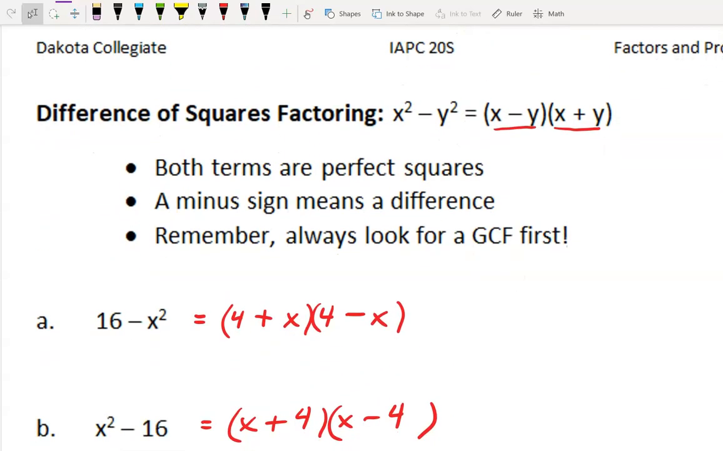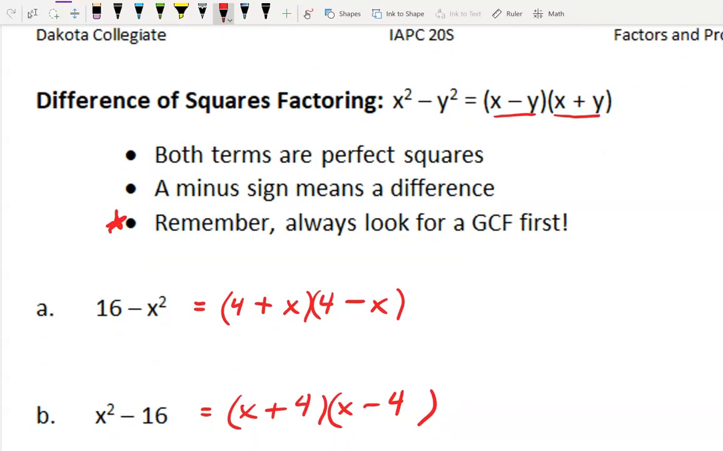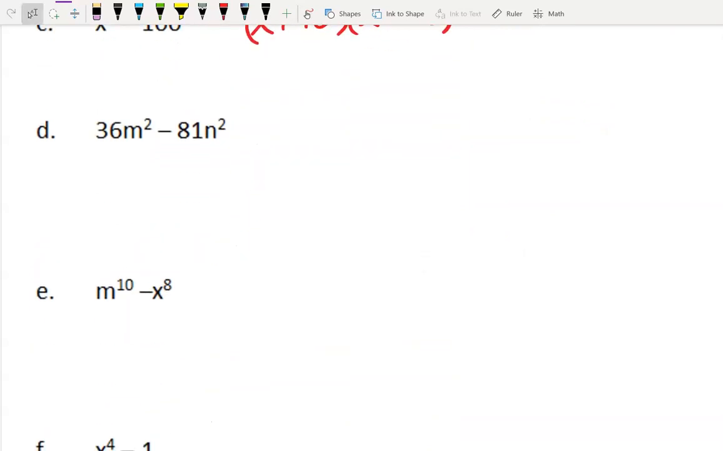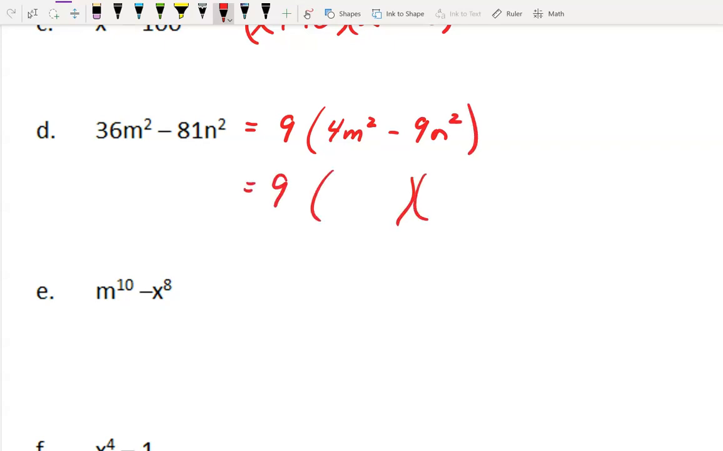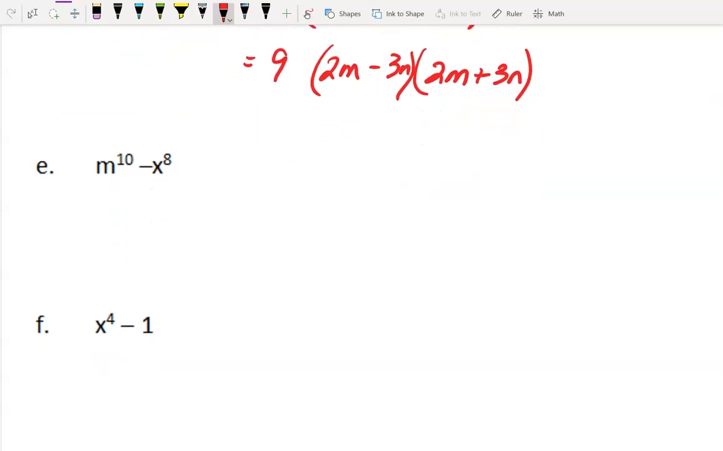Just want to highlight to you, remember to always greatest common factor first. Why do I say that? Is there a common factor here? You should see that there is a 9 that can come out first. So I'll leave the 9 there, and now these are difference of squares. So I can go 2m minus 3n, plus 3n. Okay? Next one.